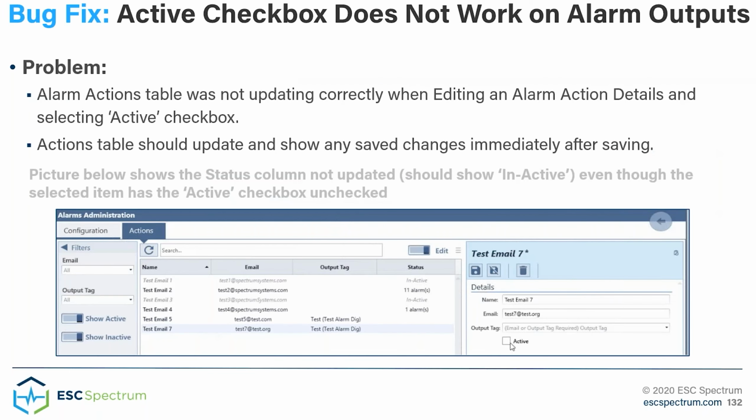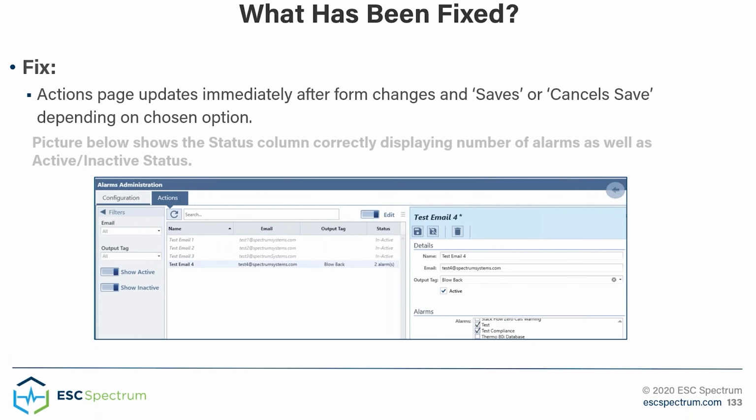All right, there was an issue where the active checkbox did not work as it should have for the alarm output. In other words, if a user checked the active box, it didn't actually update right away in the actions table the way it should have. But now when you check the active, inactive, it updates immediately as expected.